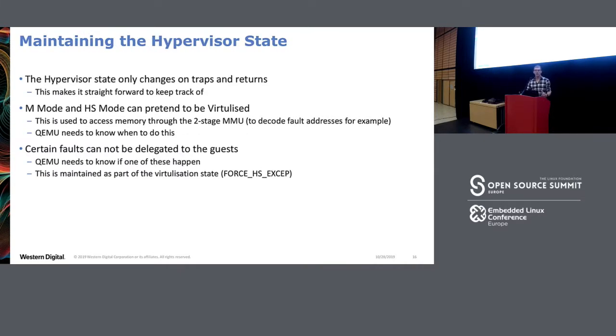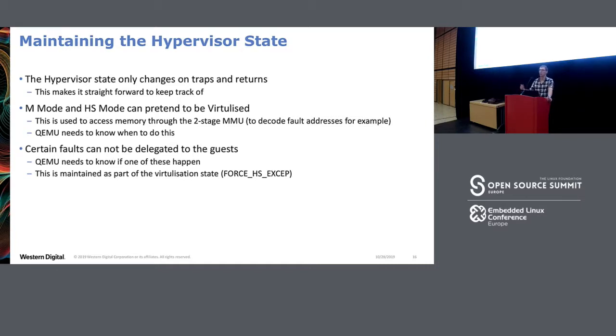So in QEMU, we have to maintain the hypervisor state. We have to know if we're virtualized now or if we're not. This isn't that hard to do. State only changes on traps or returns, so there's only a handful of places it could change and we know where they're going to be. The problem is that the RISC-V hypervisor extension allows M and HS mode to pretend to be virtualized.